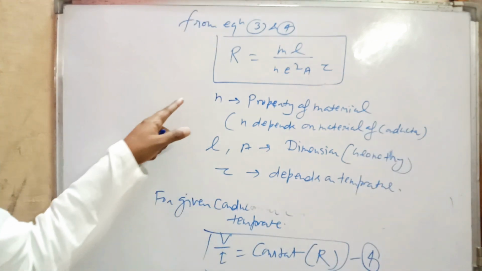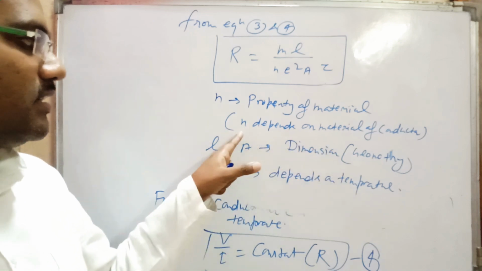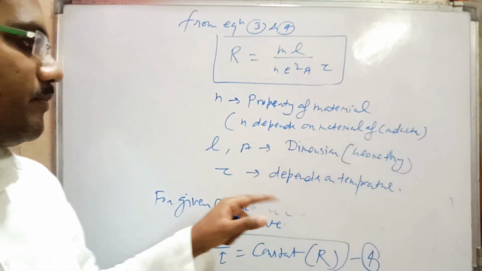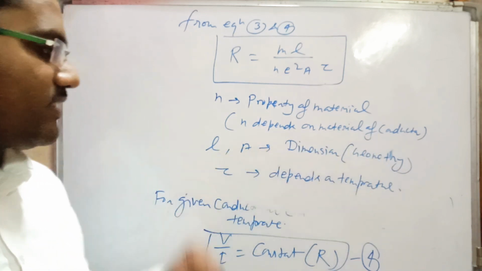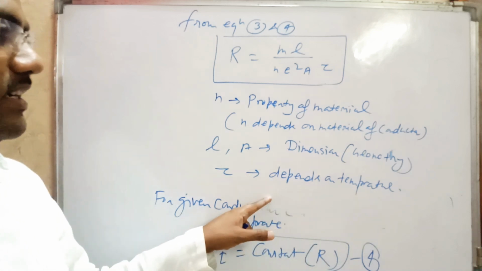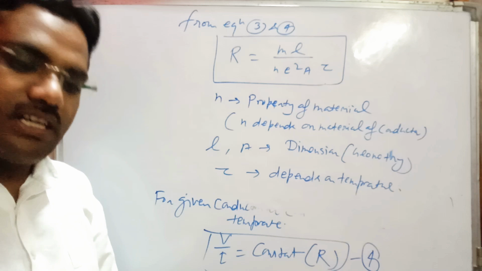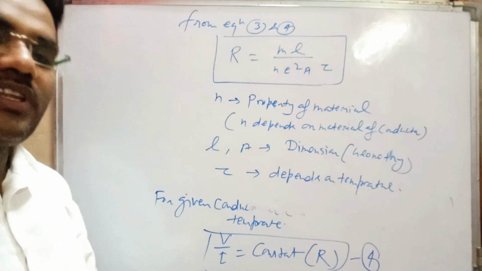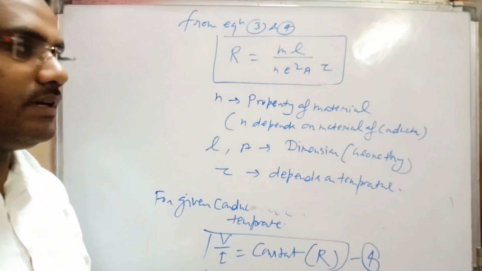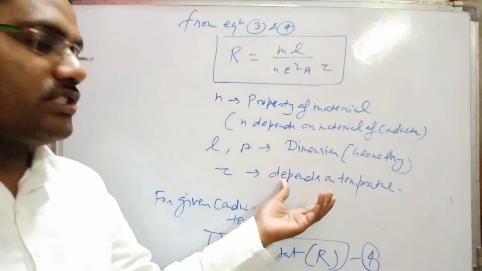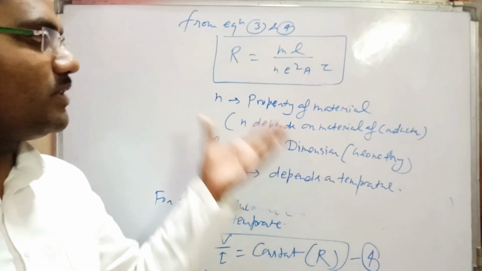That means in resistance there is a material property, dimension of conductor, and the temperature of conductor. So from this expression it is clear that resistance depends on material of conductor, resistance depends on dimension of conductor, as well as resistance depends on temperature. This one is the proof.